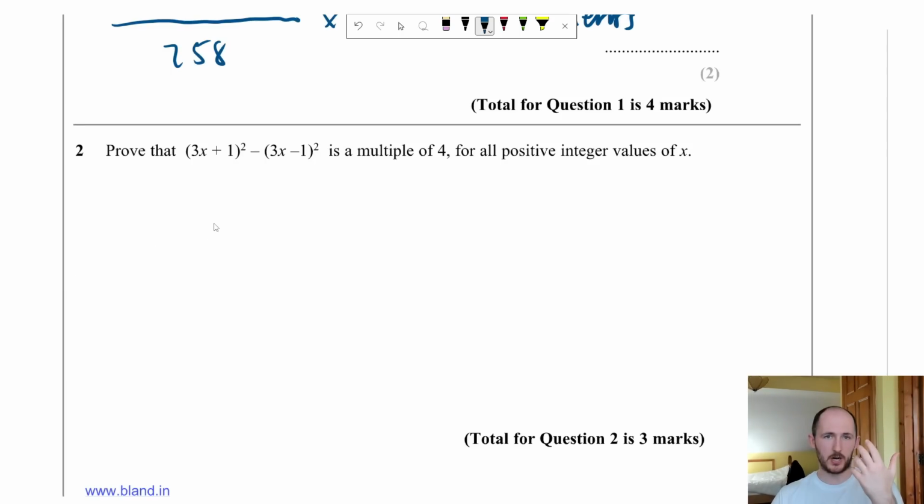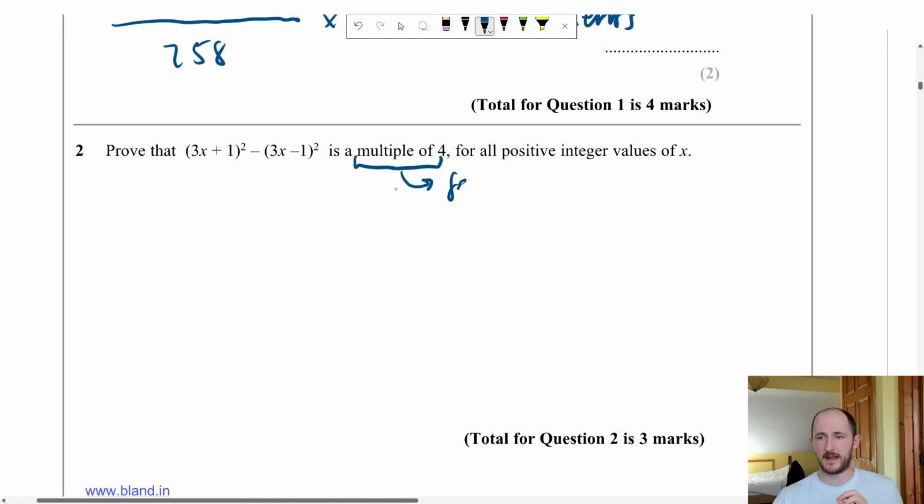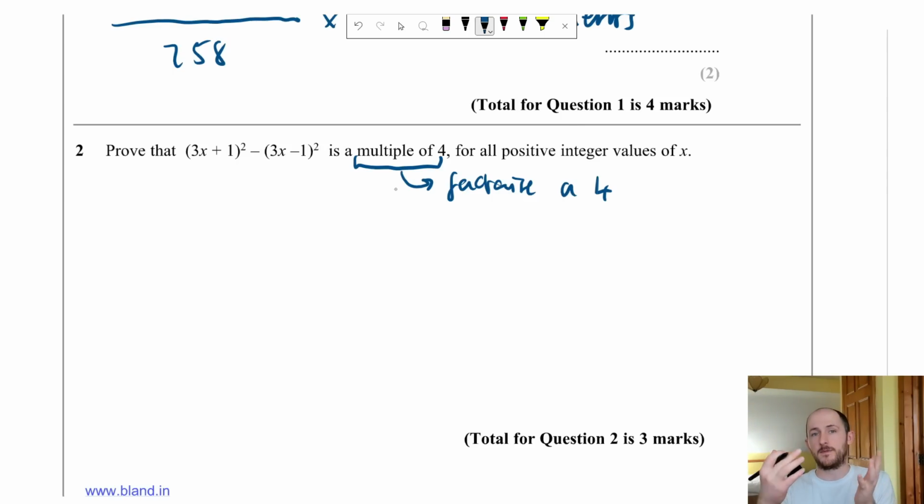In this paper, there are actually a couple of proofs, as you can see here. And proofs are, again, something that some students struggle with. It is very common to have them in the calculator paper because you simply don't need a calculator for them. So, to prove that this is a multiple of 4 for all positive integer values. Now, whenever you're proving that something's a multiple, all it means is you should be able to factorize a 4 all the way at the end. So if you're proving something's a multiple of 3, you'd factorize out 3. Proving it's a multiple of 6, factorize out 6. If you're proving something's even, it means it's a multiple of 2, so you factorize out 2.